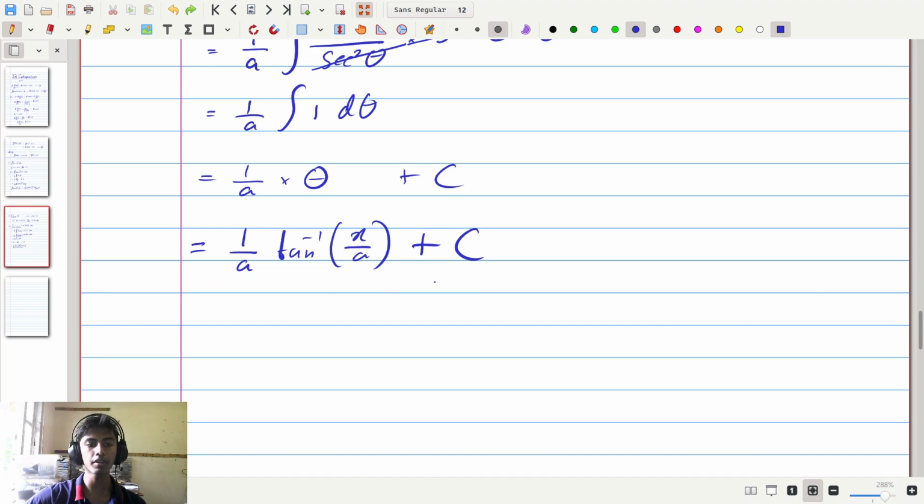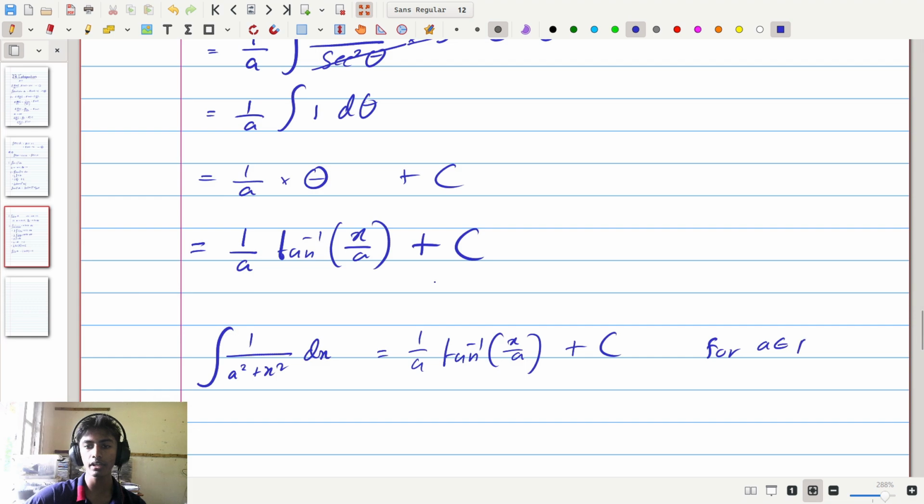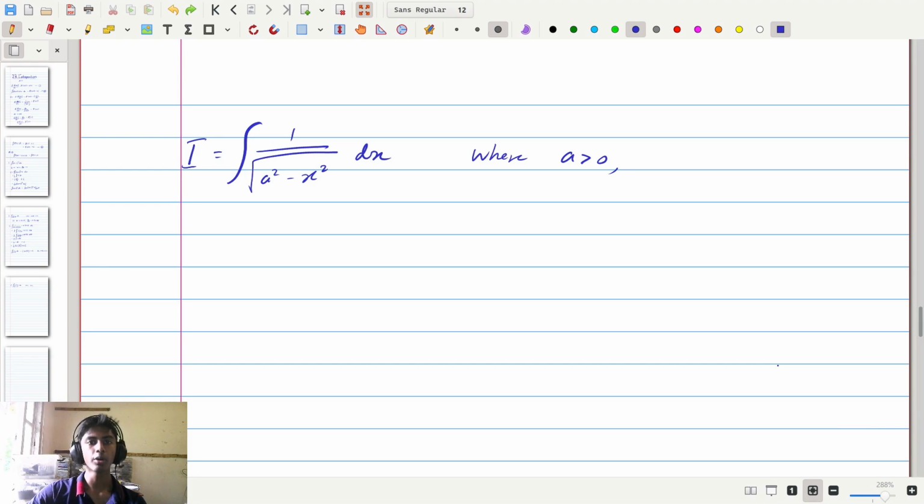Writing that out as a summary, the integral of 1 divided by a squared plus x squared with respect to x is equal to 1 divided by a times the tangent inverse of x divided by a plus the constant of integration c, and of course we need to add the condition for a being an element of the real numbers and of course a not being equal to 0. Given these conditions, this integral here is equal to this expression on the right here. Moving on to the next integral.